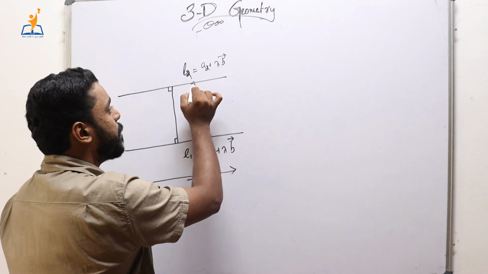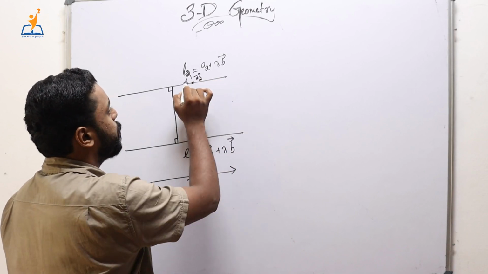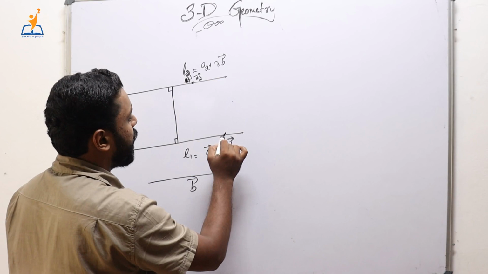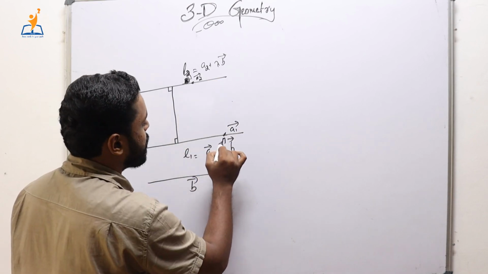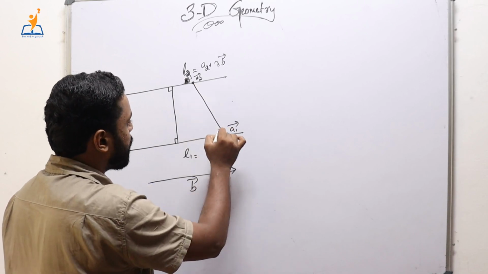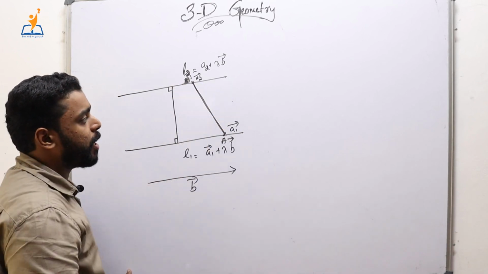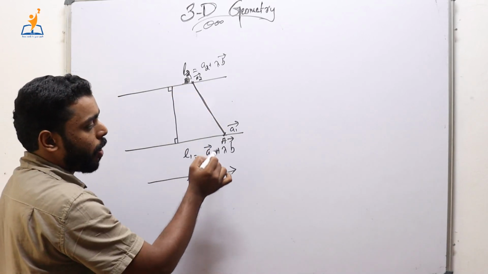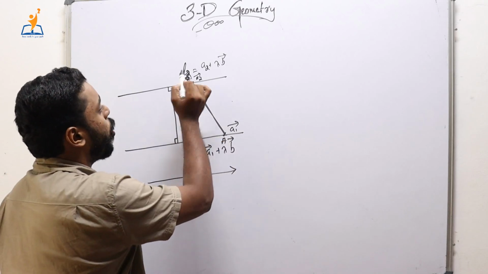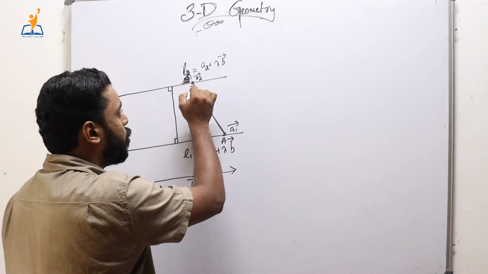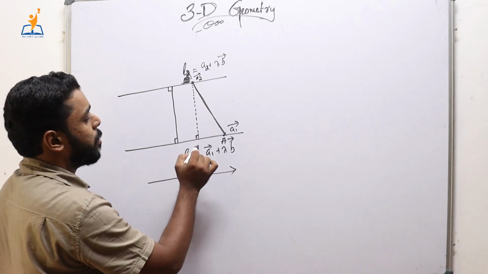Now let the position vector of this point be A, with A1 as the position vector of the point, this is B and this is A. So this line is nothing but AB. We have to find the perpendicular distance between these two lines, where A is the point whose position vector is A1, and B is the point whose position vector is A2. So we have to find this perpendicular distance, isn't it? Let us name it S.